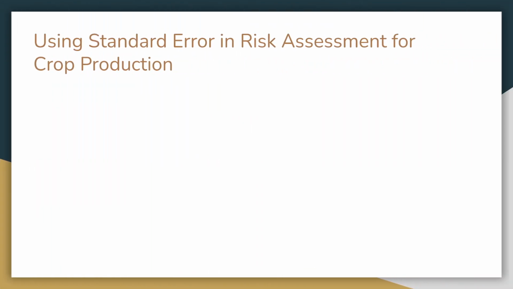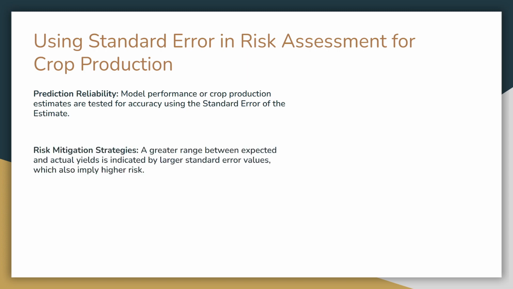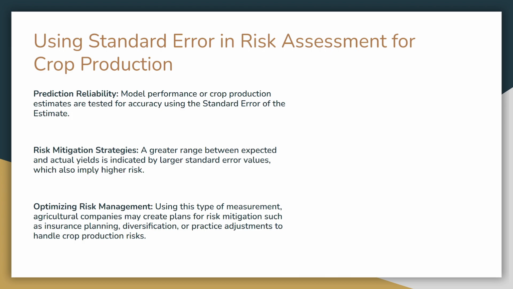Using standard error and risk assessment for crop production. Prediction reliability. Model performance or crop production estimates are tested for accuracy using the standard error of the estimate. Risk mitigation strategies. Larger standard error values indicate a greater range between expected and actual yields, which also implies higher risk. Optimizing risk management. Using this type of measurement, agriculture companies may create plans for risk mitigation, such as insurance planning, diversification, or practice adjustments to handle crop production risks.